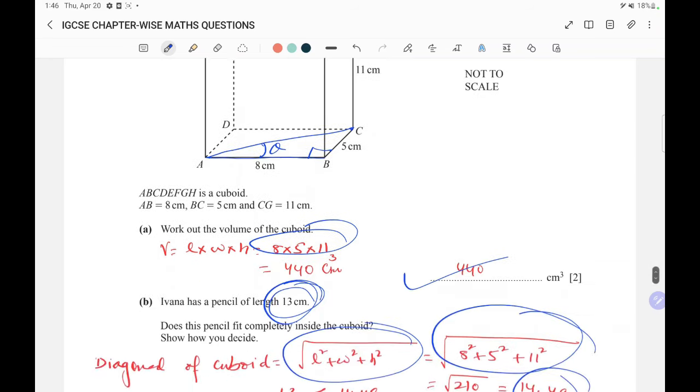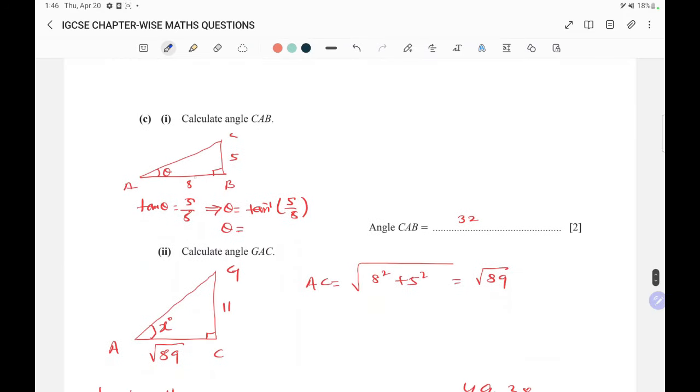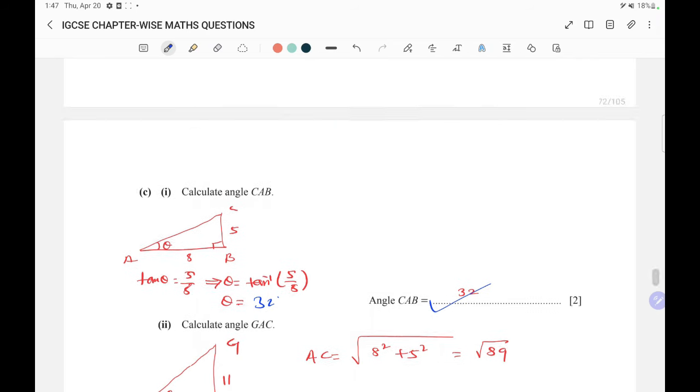So theta. Here 5 and here 8. So tan theta, you will apply 5 over 8. Theta is tan inverse 5 over 8. So this will be 32. You will get that. Let me check again. I already solved this, guys. I took a lot of time to prepare the solution so that I can speak faster to complete this. Yeah, 32.005. So it's fine.